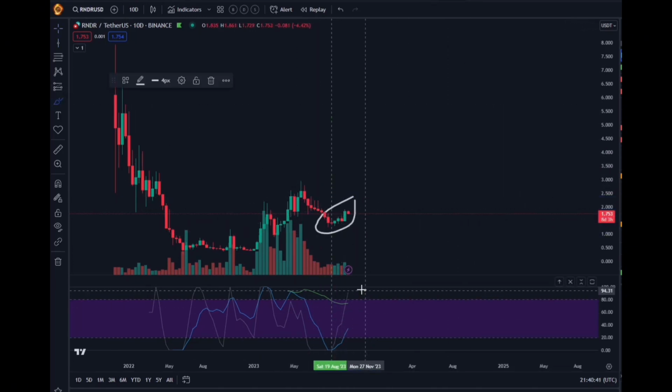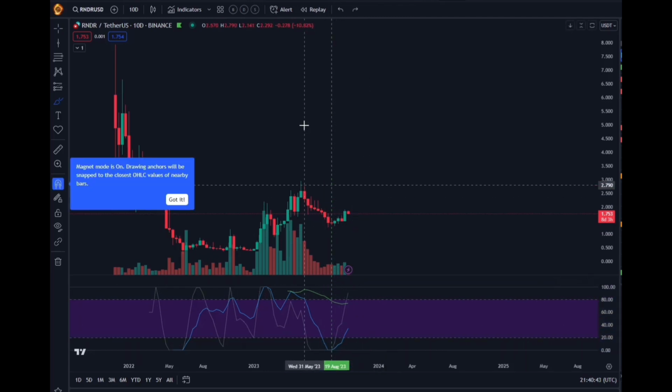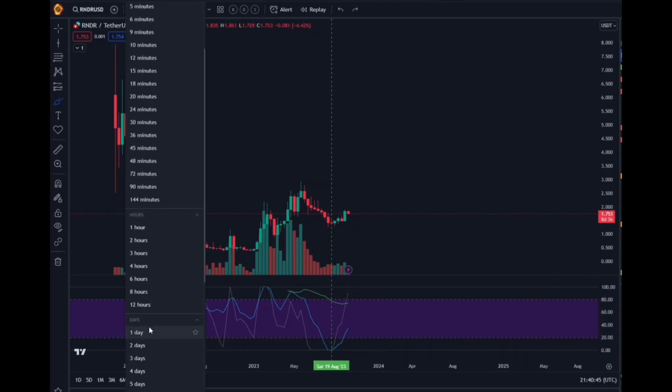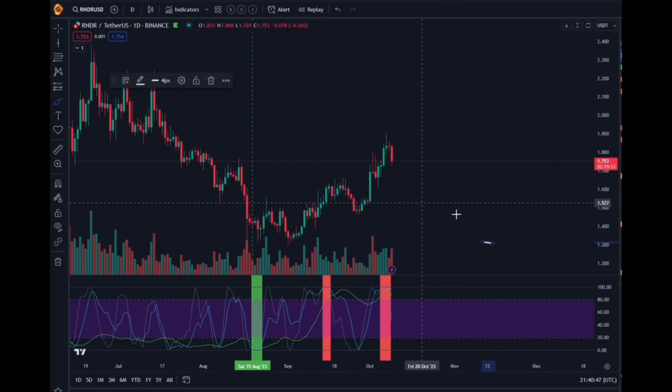And the zoom in time frame for that would be the 1 day, like we've already seen. And at that 1-day chart, what you would be wanting to see is this tap down as well.